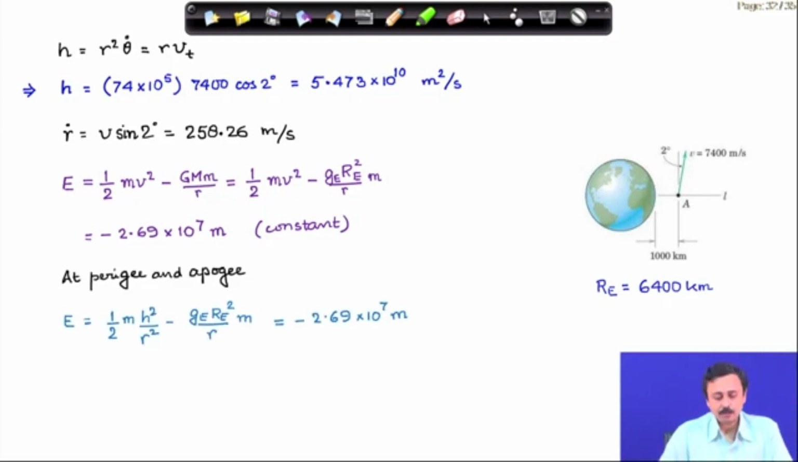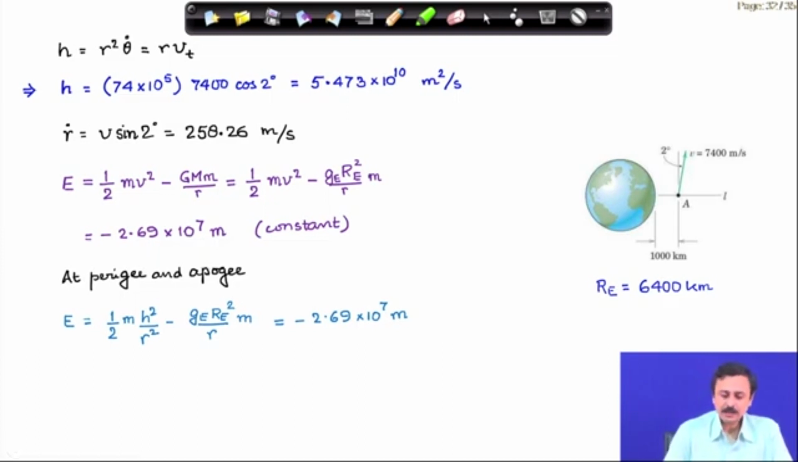At the perigee and apogee, where r dot is 0, because I know h, I know everything, therefore, I can calculate the energy, and I express the energy, this is essentially the effective potential energy which we have been discussing. So, the total energy at apogee and perigee is the effective potential energy, and that must be equal to the energy at any point, because energy is a constant of motion.